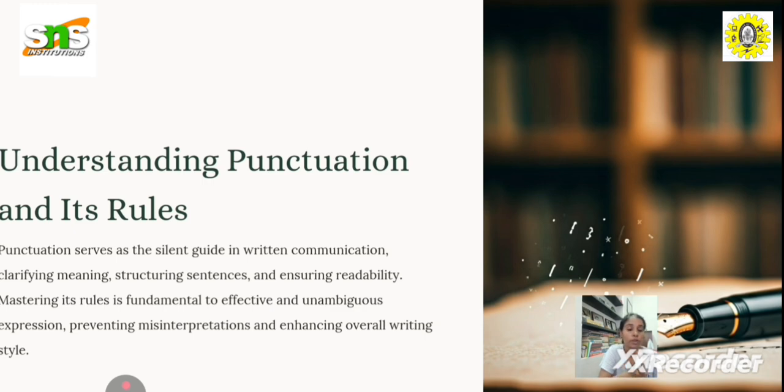Exclamation point. An exclamation point indicates an excited utterance. For example, watch out for the lion! An exclamation point indicates an excited utterance, so there we use it. And ellipsis indicates that something is missing at the end of the sentence. So we use an ellipsis, three dots, when something is missing at the end of the sentence. So these four are called end punctuation marks.